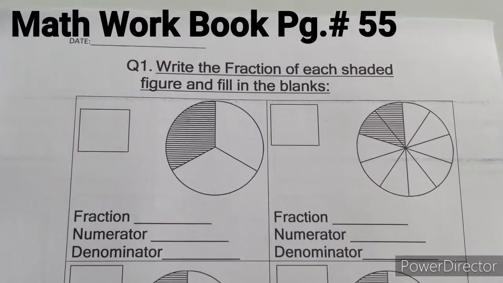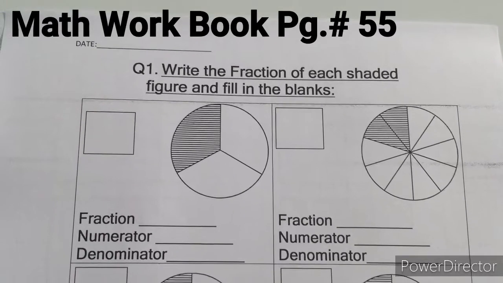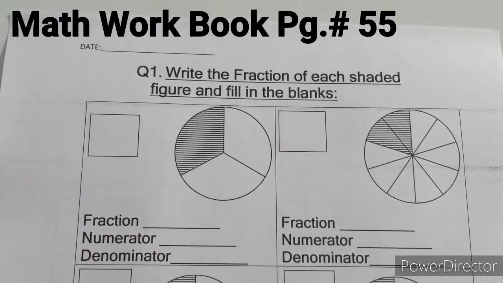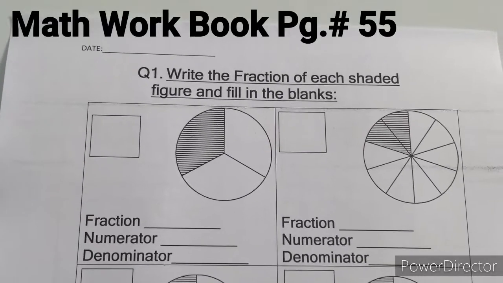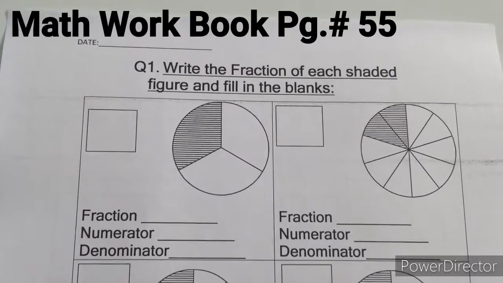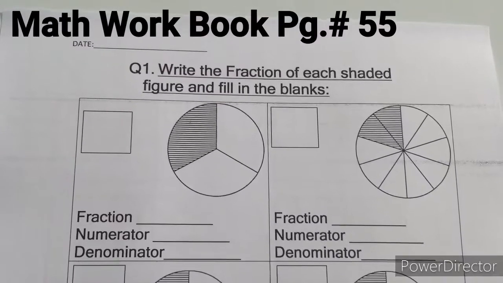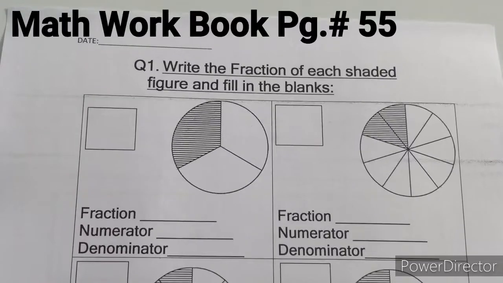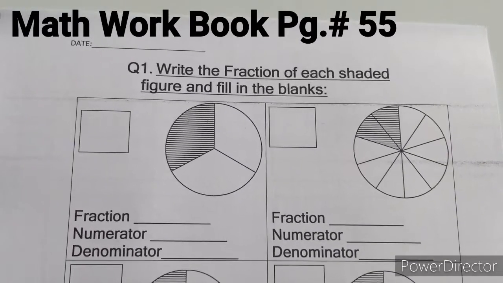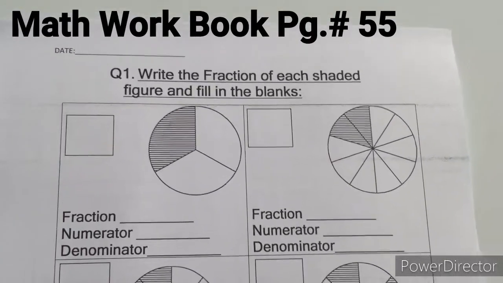So all of you read the question. The first question is, write the fraction of each shaded figure and fill in the blanks. So we have to see how many portions are shaded and what the total number of portions is. And then we have to write the numerator, denominator and the fraction. So the first one, let's do.